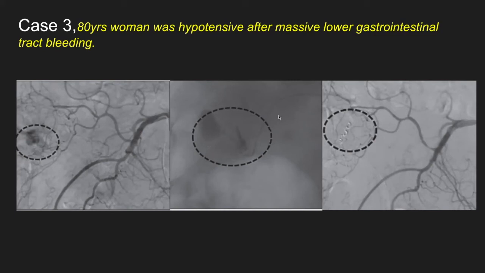And then they went in to super-select the right colic artery, and then they could well visualize the area of bleeding here. So they decided to use microcoils here, and then you can see no area of bleeding after coil placement.